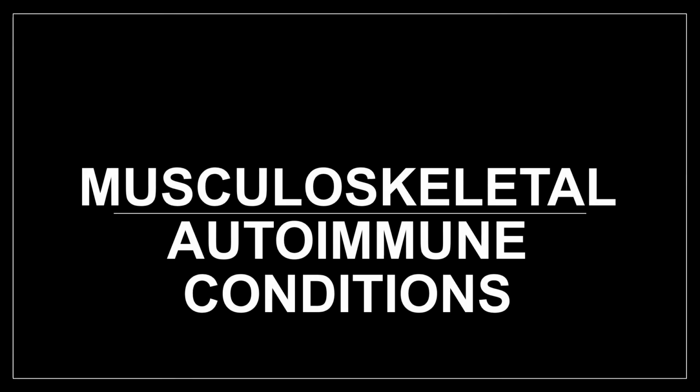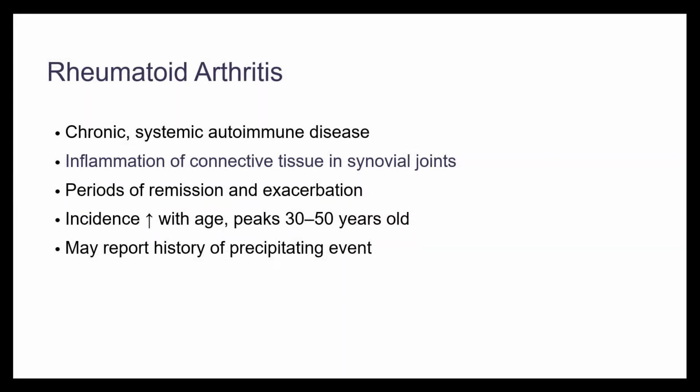This lecture covers musculoskeletal autoimmune conditions. The first disorder that we're going to look at is rheumatoid arthritis. Rheumatoid arthritis is a chronic systemic autoimmune disease that involves inflammation of the connective tissue in the synovial joints.